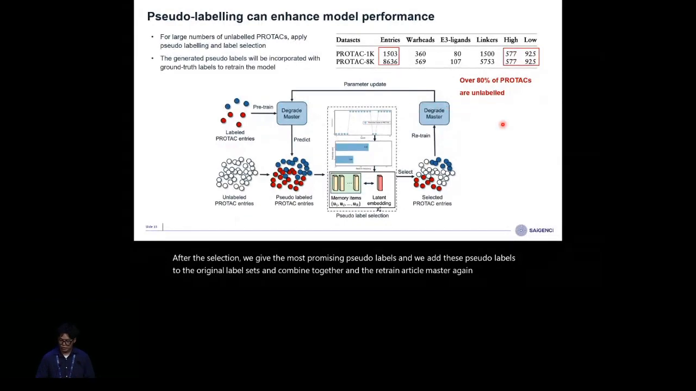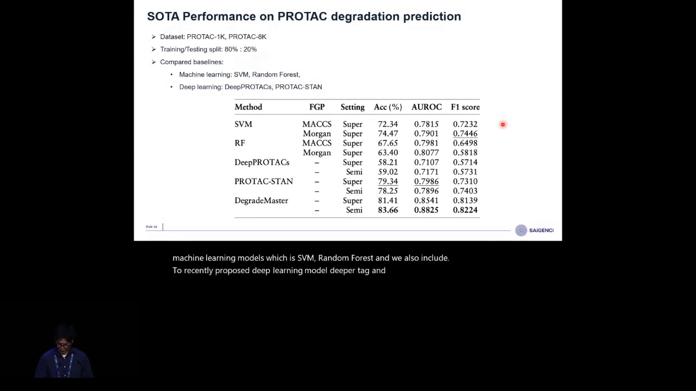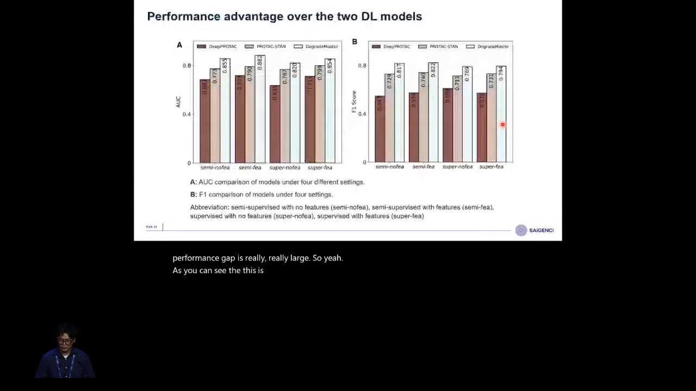With this process, we achieve the best performance compared to all four baselines. Here we choose two machine learning models, SVM and random forest. And we also include two recently proposed deep learning models, PROTAC and PROTAC-STAN. Our model's performance beats all these baselines on accuracy and efficiency scores, and the performance gap is really large. And as you can see, these are the ROC curves as well.